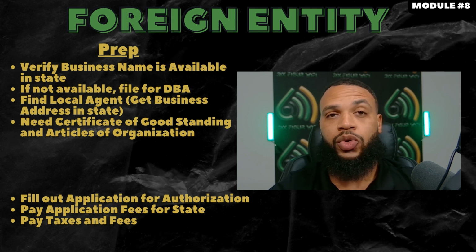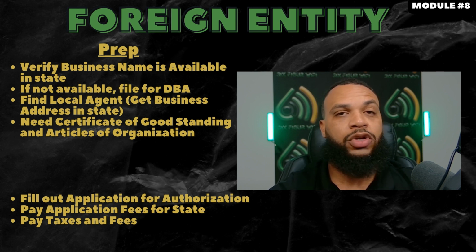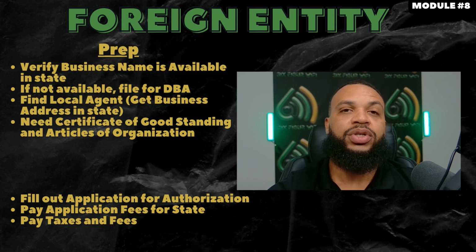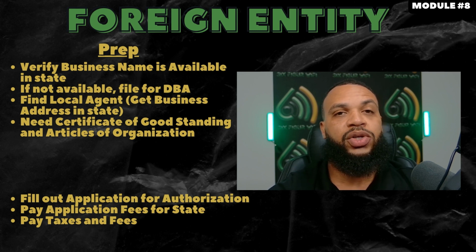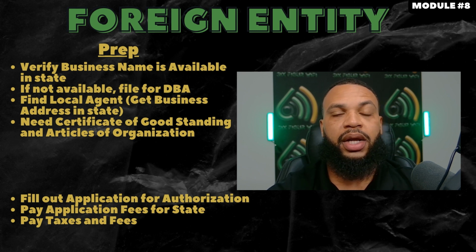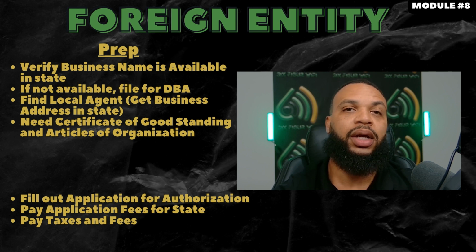You can just get a virtual address. You can go to Regis, you can go to iPostal, you can go to Opus, but you just get a business address in that state. Make sure that it is an actual brick and mortar building. It can't be just a mailbox, or Staples or UPS, as we talked about before.